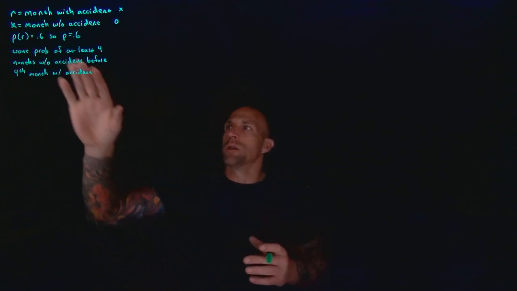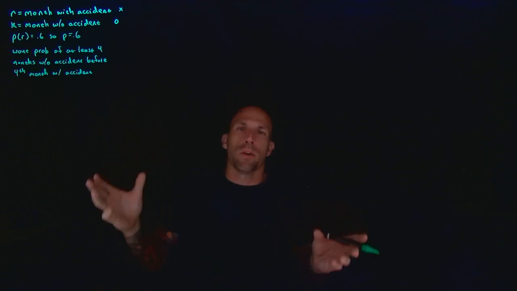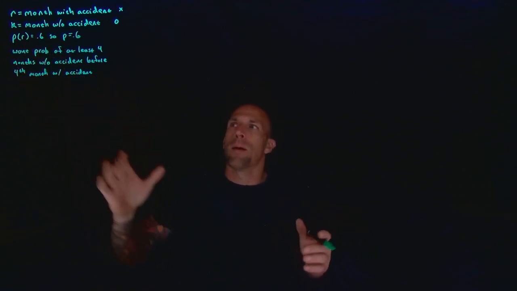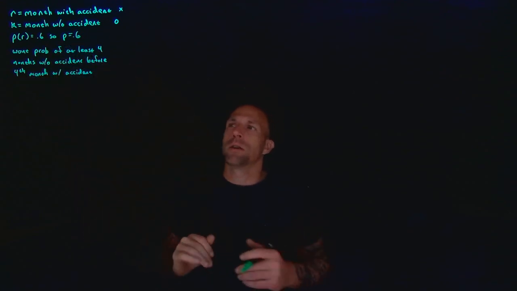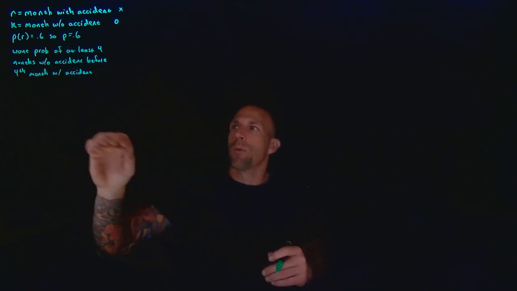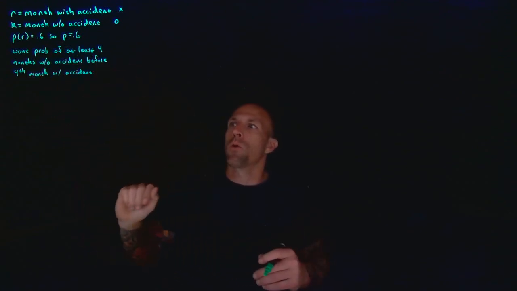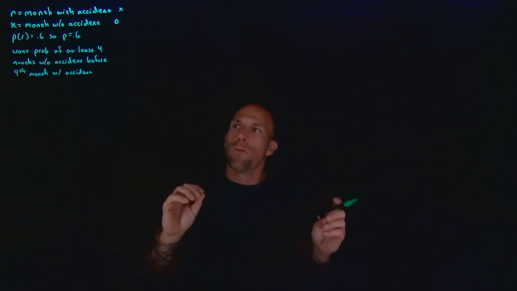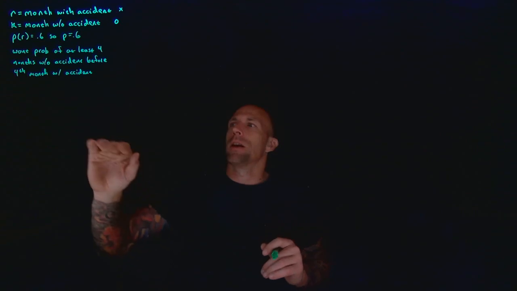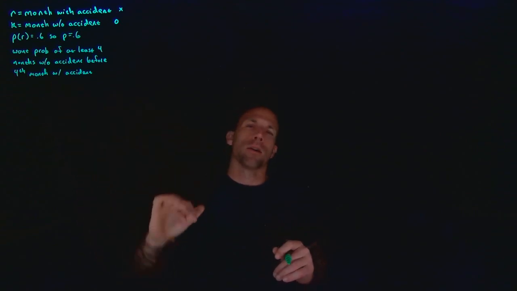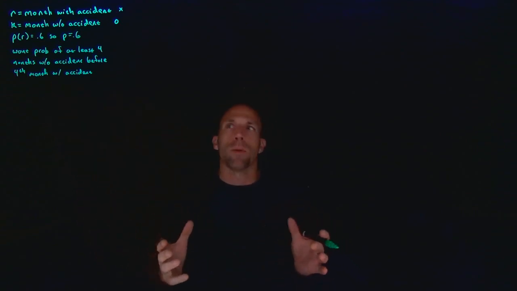So what I've chosen is I'm going to let R be my months with an accident and let K be my months without an accident. And then the probability of a month with an accident is about 60%. And we want to find the probability of at least 4 months without an accident before the fourth month with an accident. So that kind of language right there is your key to know that it's a negative binomial.